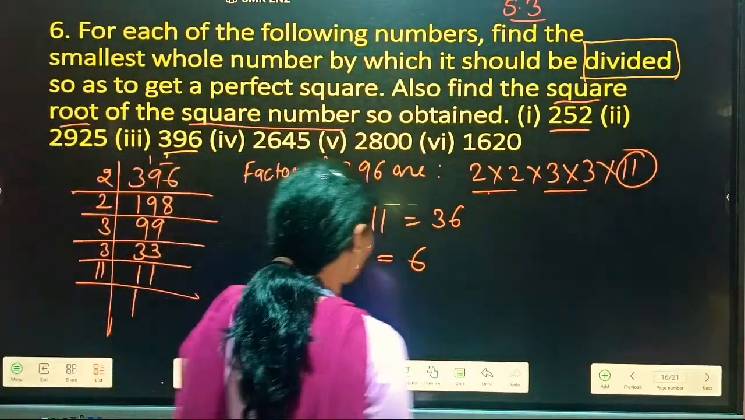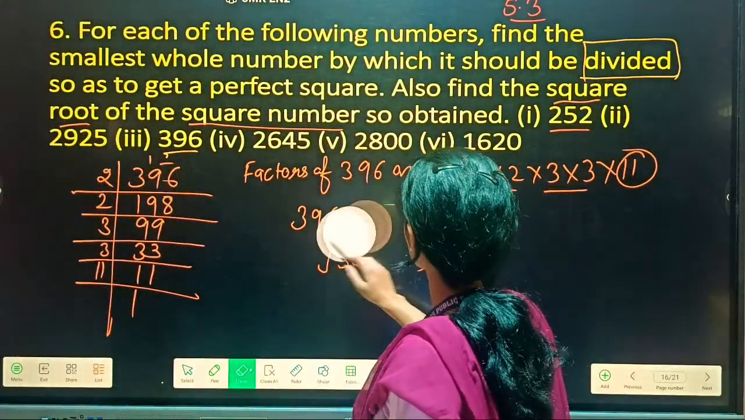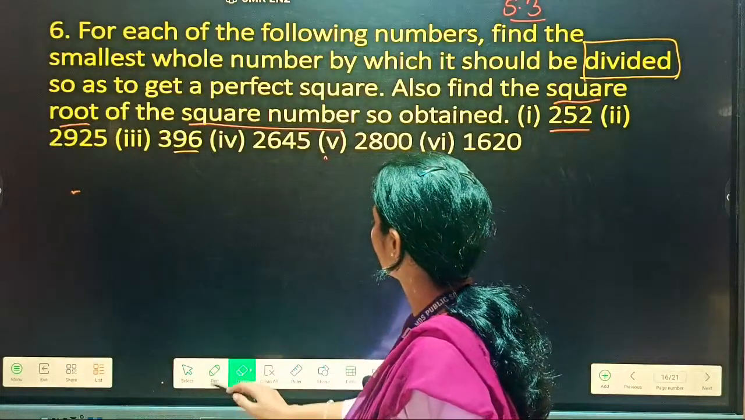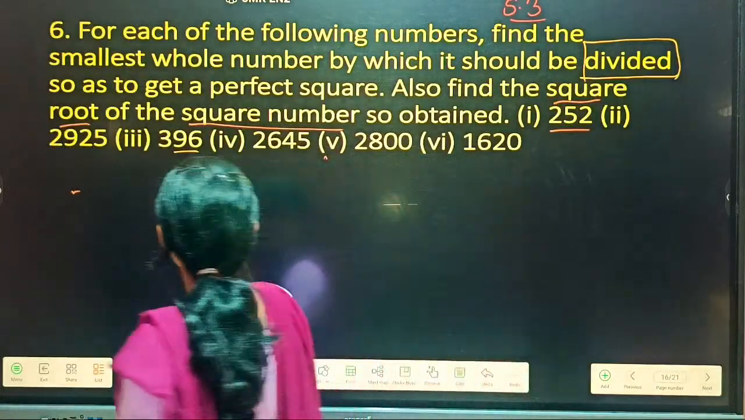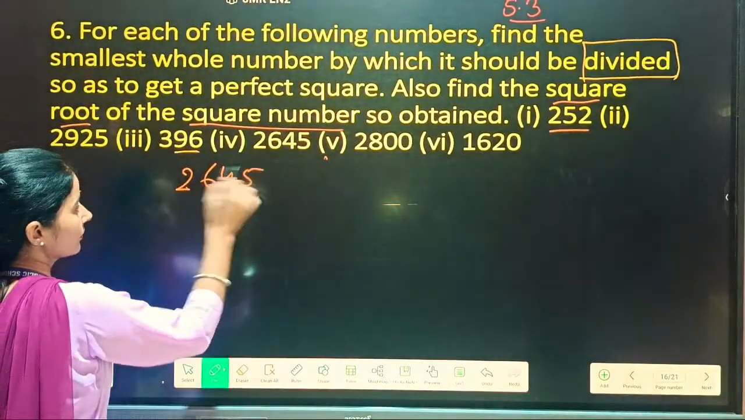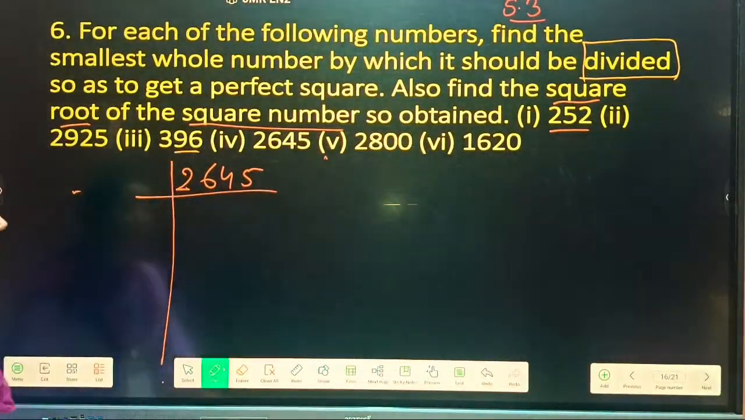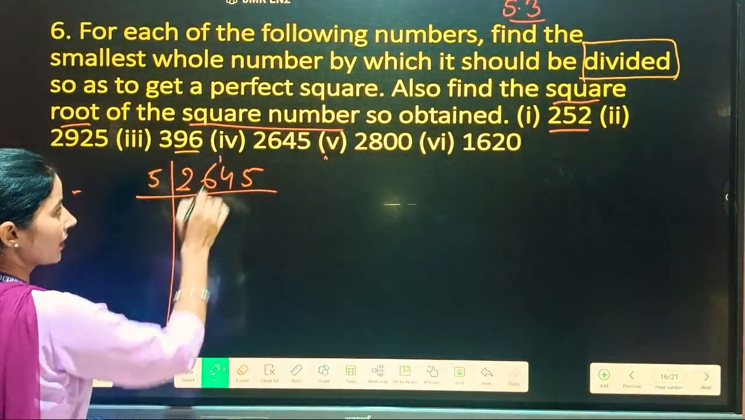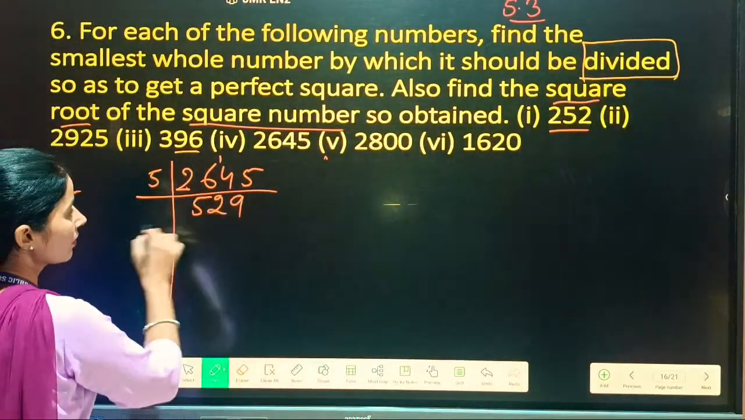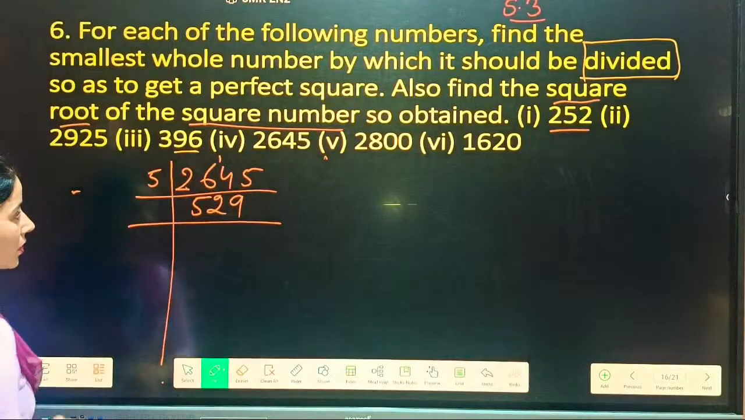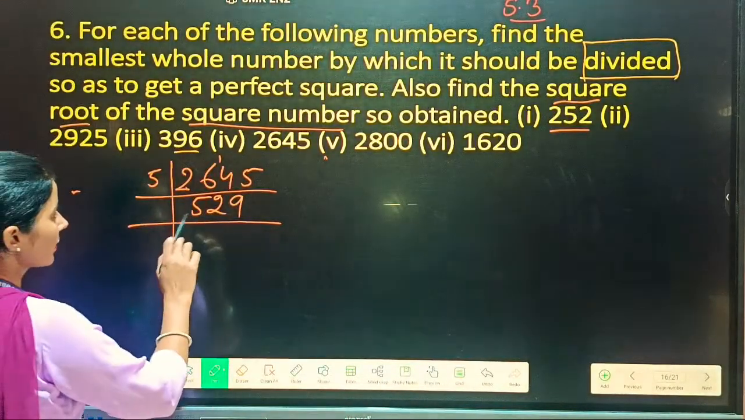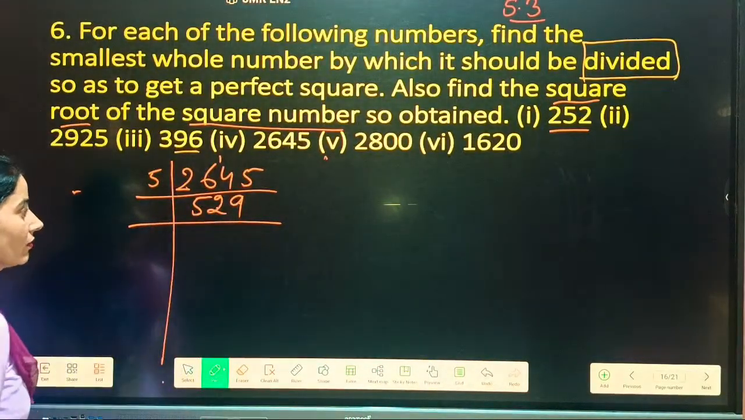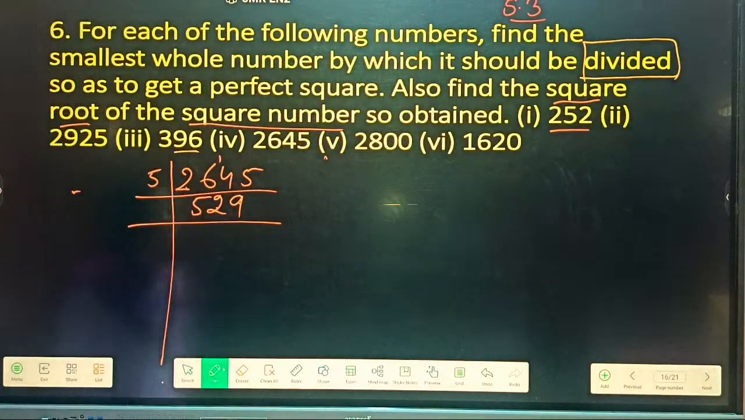Let us do the next part, the fourth part. What is the fourth part? The fourth part is 2645. Divide with 5. 5 5s are 25. Then the remainder is 1. 5 2s are 10. 5 9s are 45. Further, check divisibility by 3. 9 plus 2 is 11. 11 plus 5 is 16. 16 is not divisible by 3.